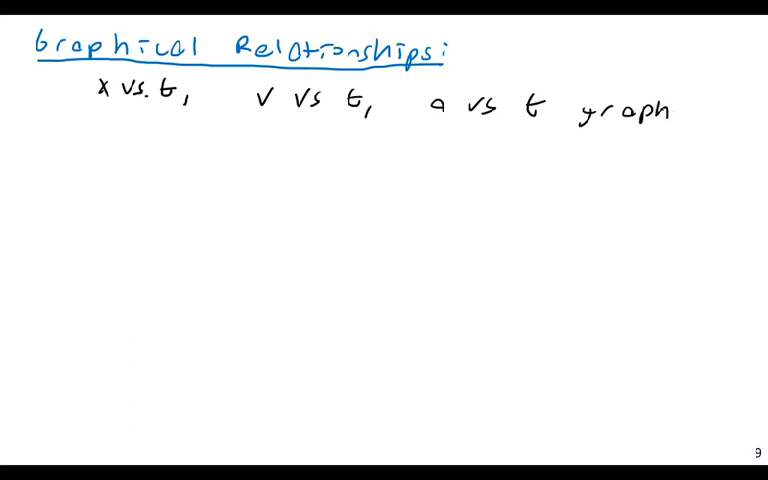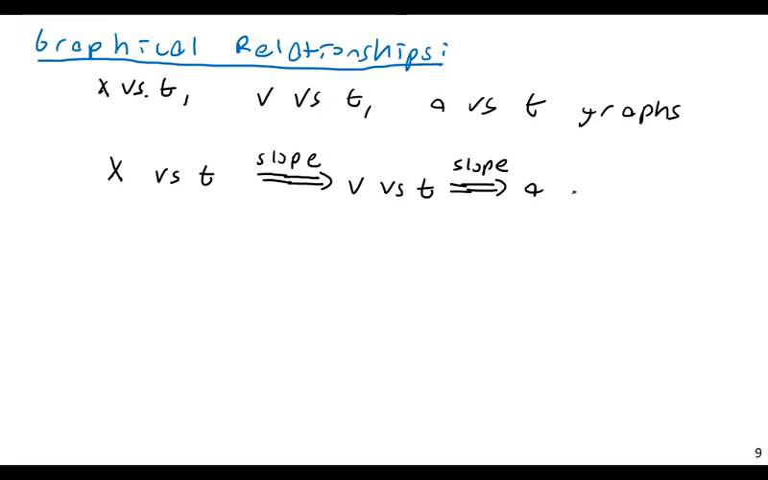Well, what are the relationships here? If I have a position versus time graph, an x versus time, the slope of that graph is the velocity, or the instantaneous velocity. If I have the v versus time, the slope of that is the instantaneous acceleration.